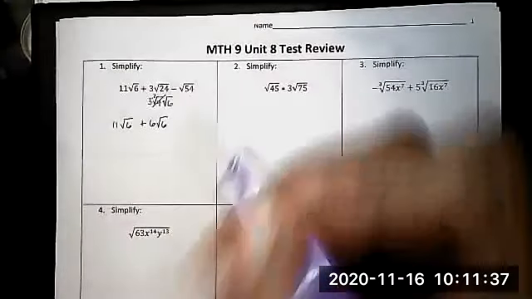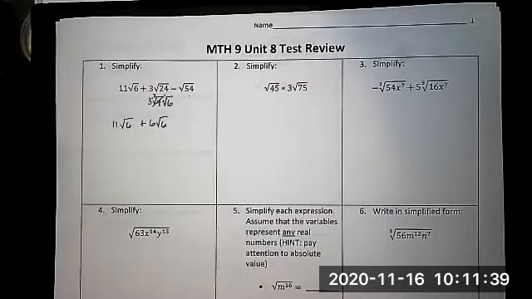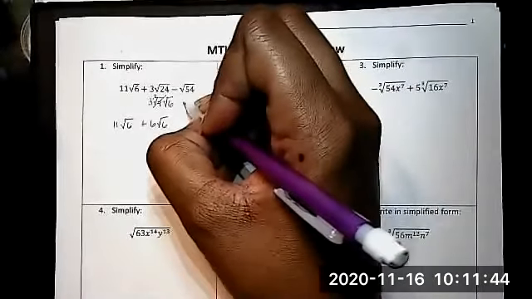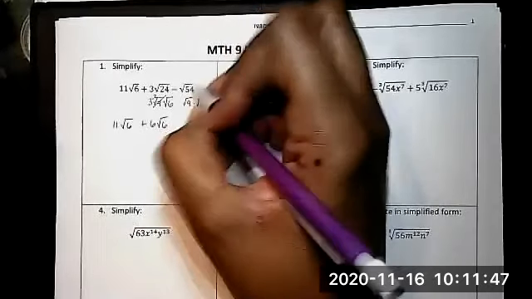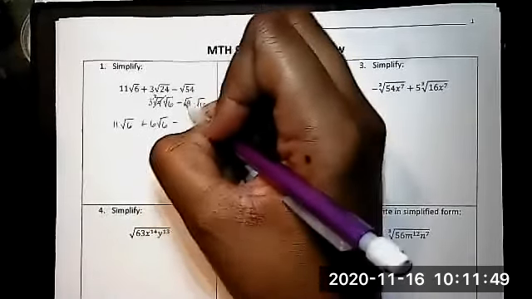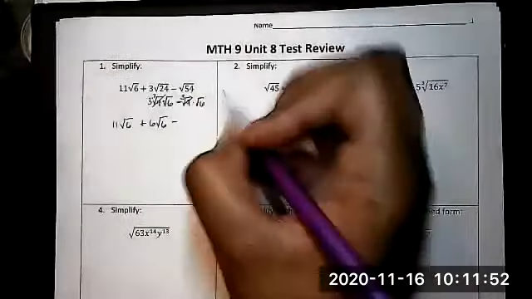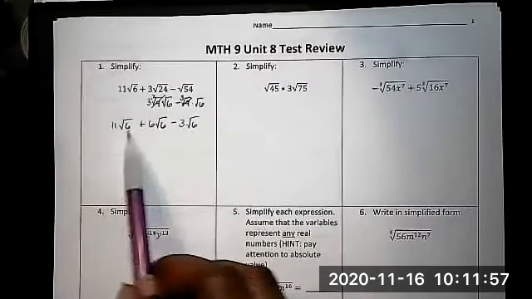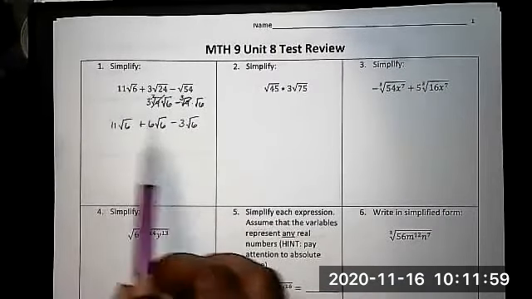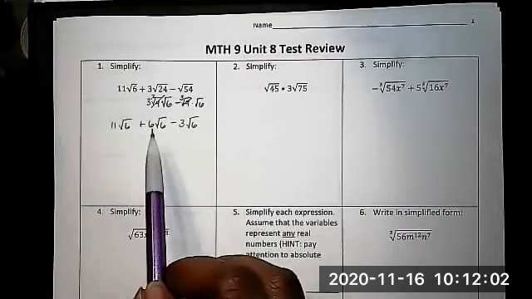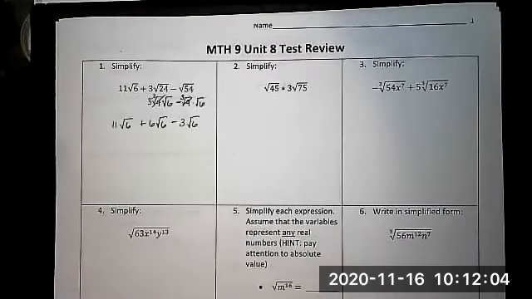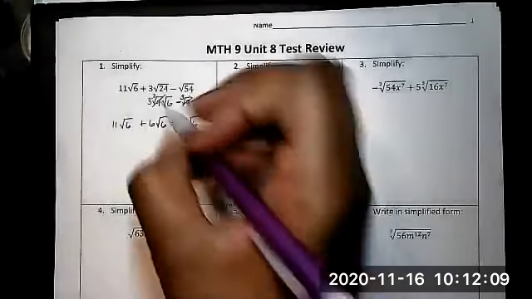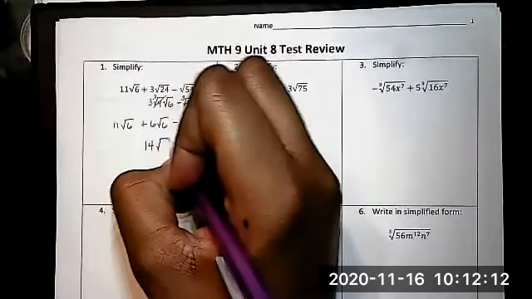Okay. 54, does 54 have any perfect squares? I would think 9. Okay. So 54 breaks down into the square root of 9 times the square root of 6. Of course, that subtraction sign stays there. Square root of 9 we know is 3. So this now becomes 3 square root of 6. Now that they all have the same number inside the square root, we can combine the outside term. So it's going to be 11 plus 6 minus 3. Okay? So 11 plus 6 minus 3 becomes 14. So this now becomes 14, and then the square root of 6 just stays the same.